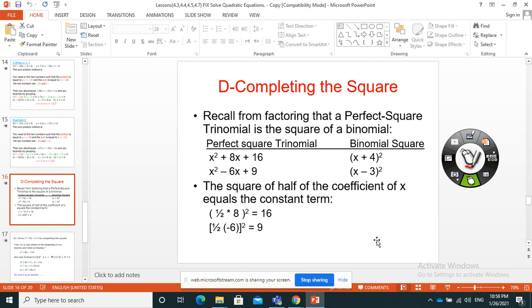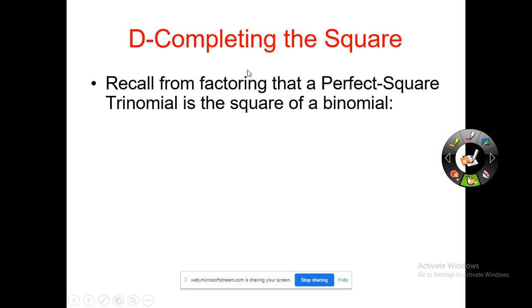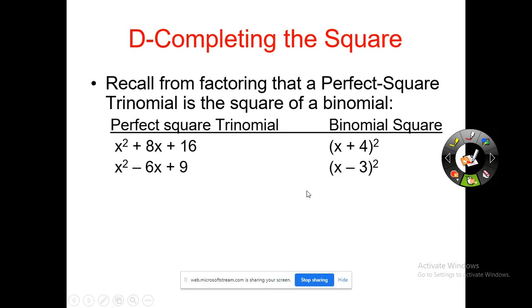What does completing the square mean? Sure, it has a relation or a link with the identities. Now I'm talking about squares, so let's review a little what a perfect square trinomial means. Looking at the first one, x squared plus 8x plus 16, I have three terms. I can easily see that x squared and 16 are both perfect squares, so this is a squared, this is b squared, and this is 2ab. So I can factorize it as x plus 4 squared.